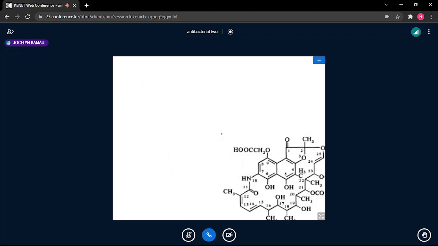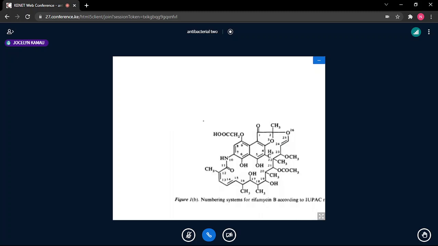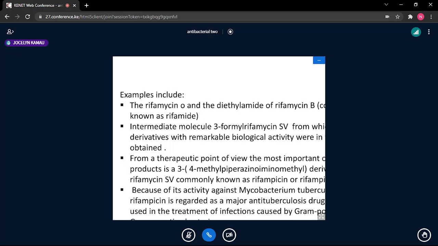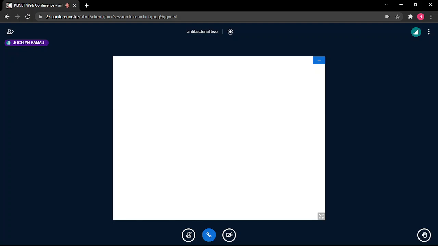rifamycins, which we have also said did not really have the activity that we want. They had to be structurally modified to give us the kind of activity that we require for good therapeutic indications. For them to be used as drugs, they had to be structurally modified to give us the activity, minimal toxicity, long enough duration, and of course broad spectrum.